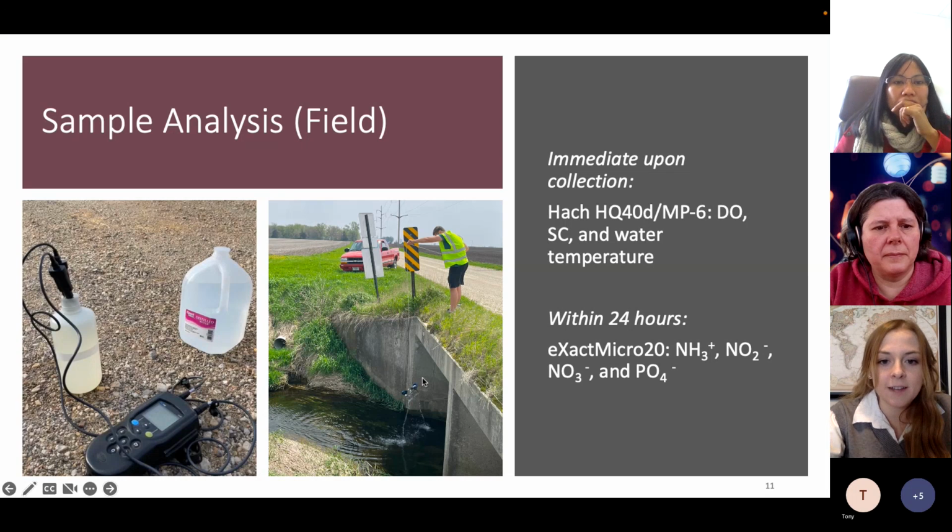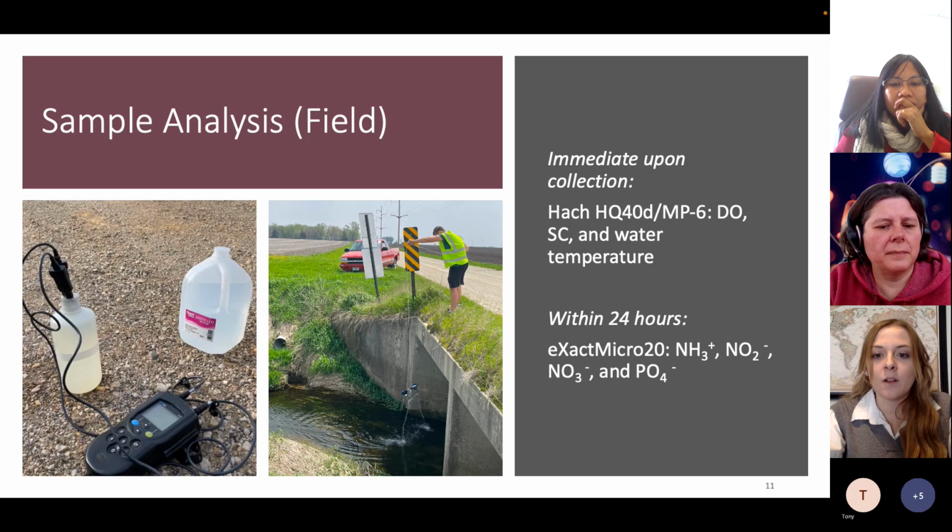And then here is a picture of that Van Dorn bridge sampler. Immediately upon collection, we used a Hach probe to look at the dissolved oxygen, specific conductance, and water temperature. This is because water temperature has a large influence on these parameters. And within 24 hours, we used an Exact Micro 20 to look at the nutrients in the water because microbial activity plays a large influence on these parameters.